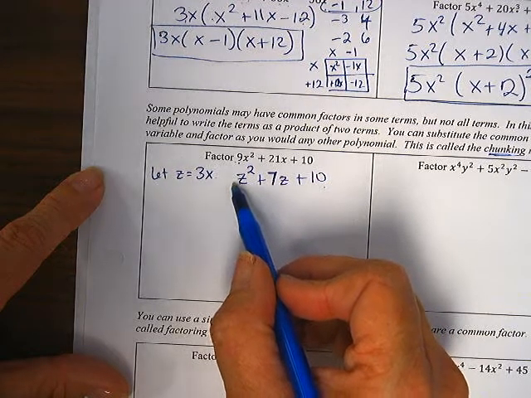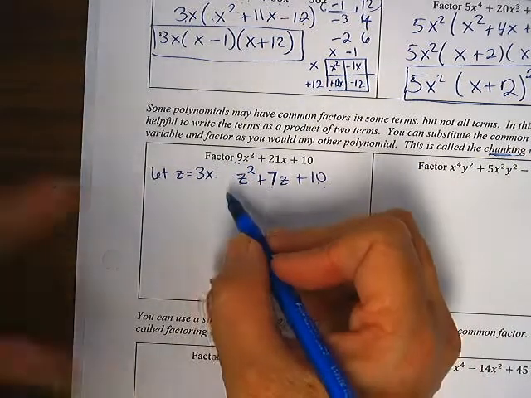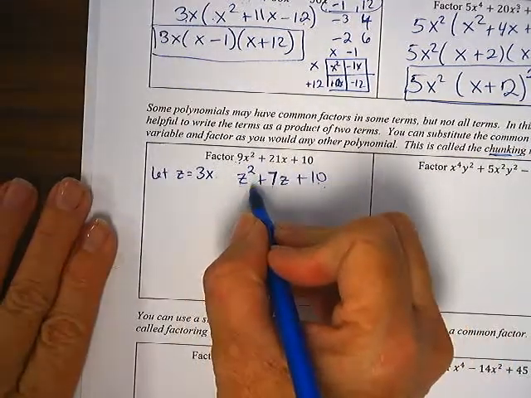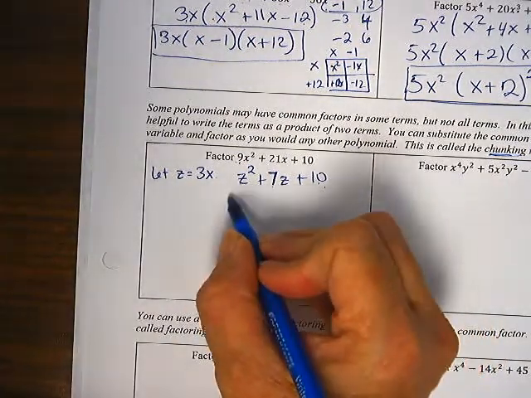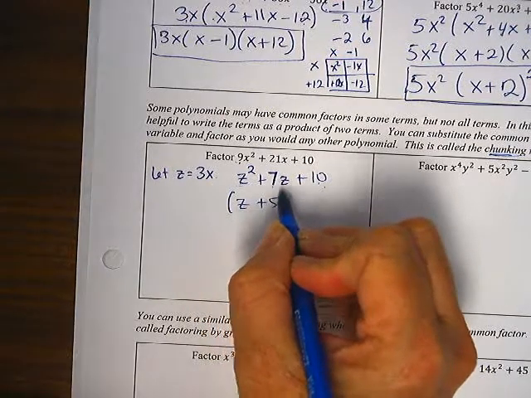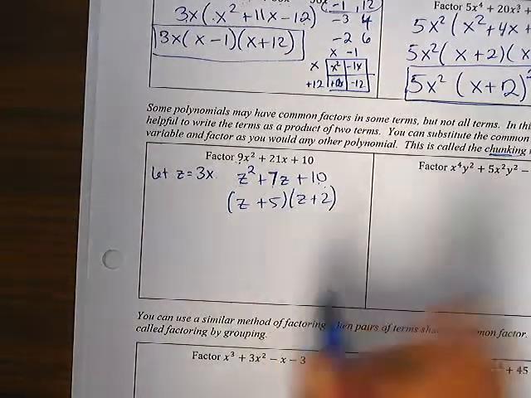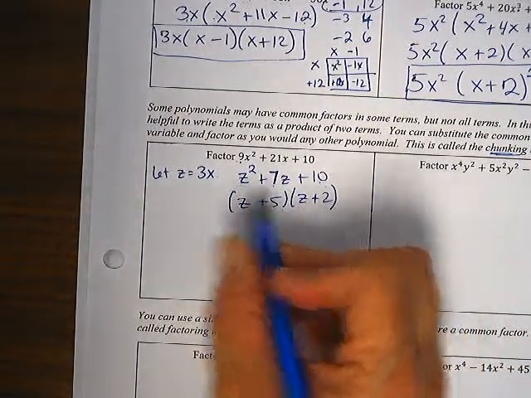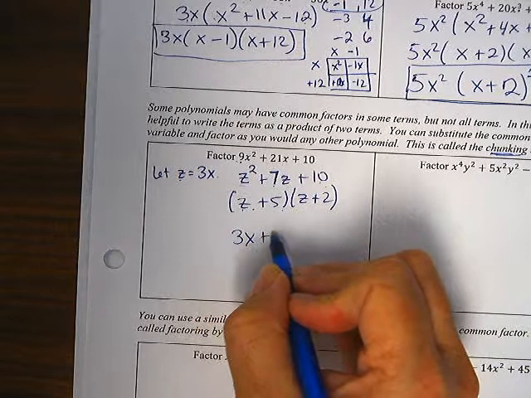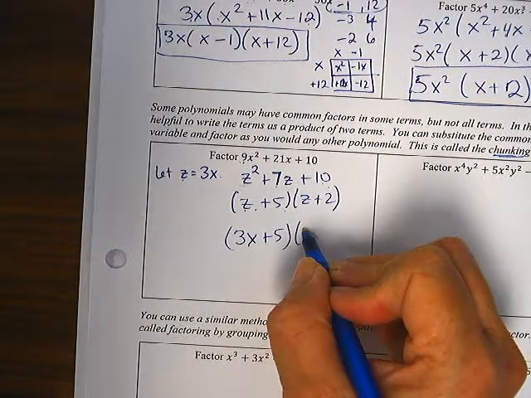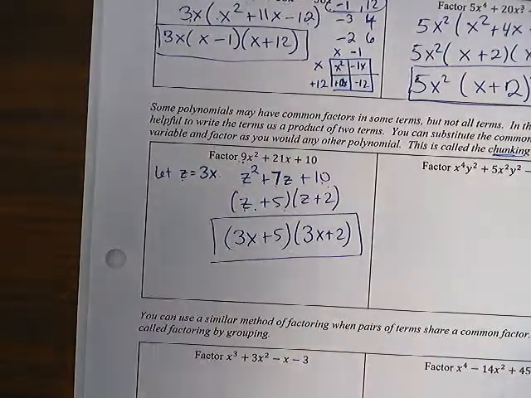Well, sure. We need things that multiply to give us 10, but add to 7. So go ahead and let's multiply or factor this out. So our factors are 5 and 2, 5 and 2. So this factors into z plus 5 and z plus 2. So once we finish that, we've got our two factors. We're now going to replace z with a 3x. So instead of z, I put in my 3x plus 5, and I have 3x plus 2. So there I have my factors of the 9x squared expression.